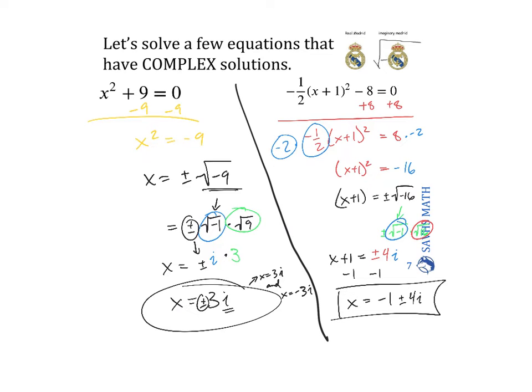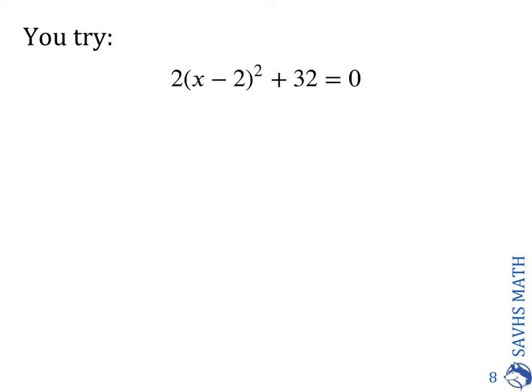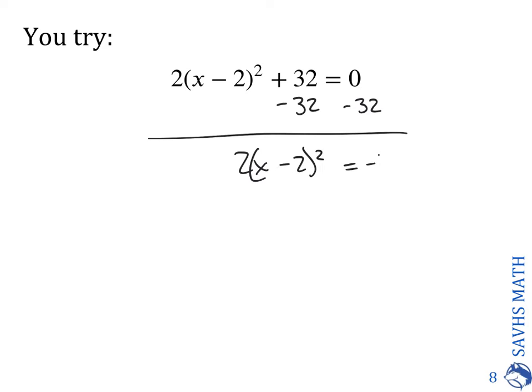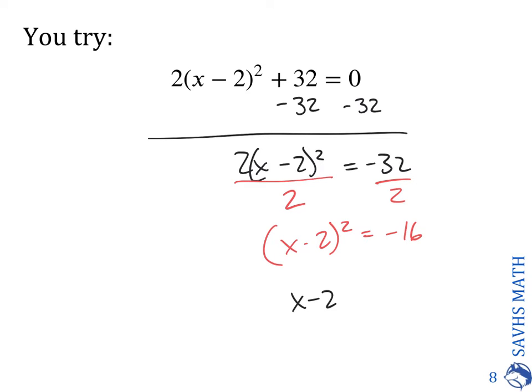Just going to kind of separate these a little bit. Okay. I want you to try this one. Okay, so I'm going to subtract 32. And I'm going to say, okay, (2x minus 2) squared equals negative 32. Divide both sides by 2. And again, we have this negative 16. And so if I rewrite, I have x minus 2 equals plus or minus the square root of negative 16.